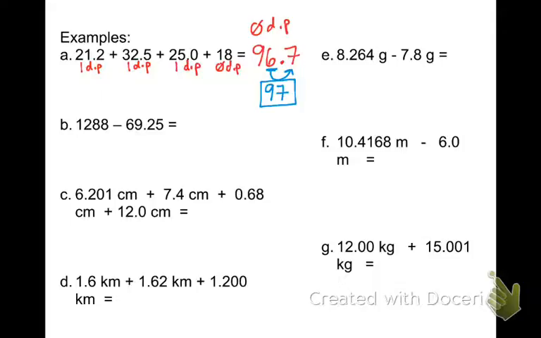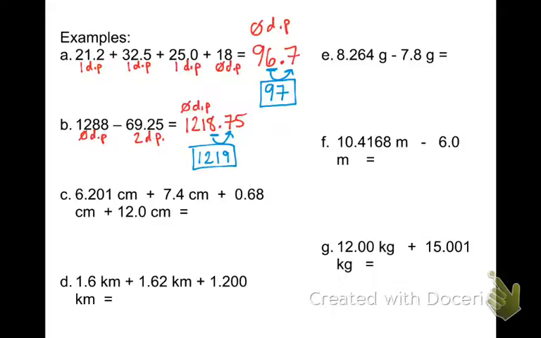So we take a look at B. 12.88 has 0 decimal places. 69.25 has 2, so we want the least number of decimal places, so our final answer is also going to have 0. We do this calculation and we figure out that it's 1218.75. Our answer should have no decimal places, so we take a look at our ones place here. Look behind it. We have to round up, so our answer is 1219.